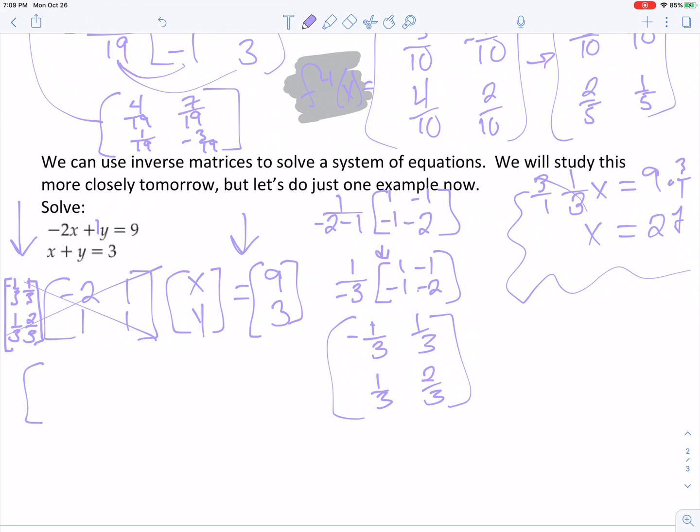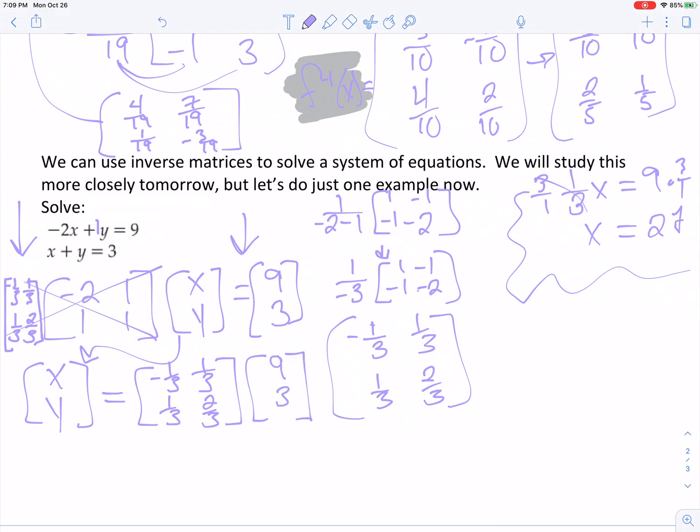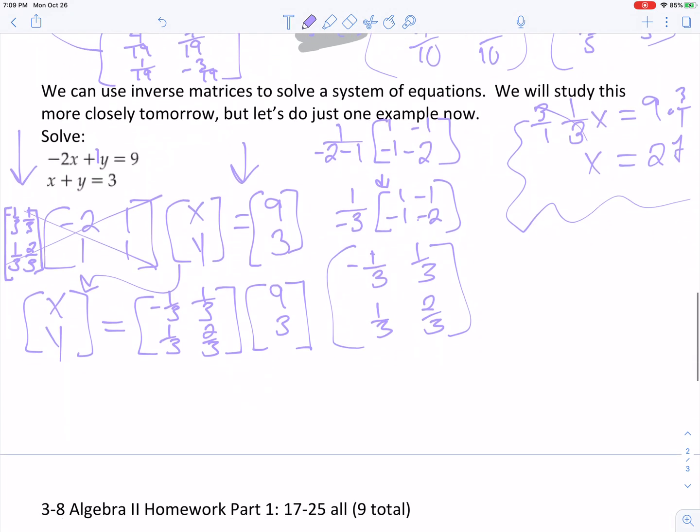So what I have now is the matrix x, y, okay, that just came from this guy, is going to equal the inverse matrix times your constant matrix. Now you just have matrix multiplication. So if you like matrix multiplication, this will be pretty easy for you. Row, here, let me switch colors. Row times column. So -1/3 times 9. Let's see, I'll write this here, I guess. -1/3 times 9 is going to be -3. Plus 1/3 times 3 is 1.